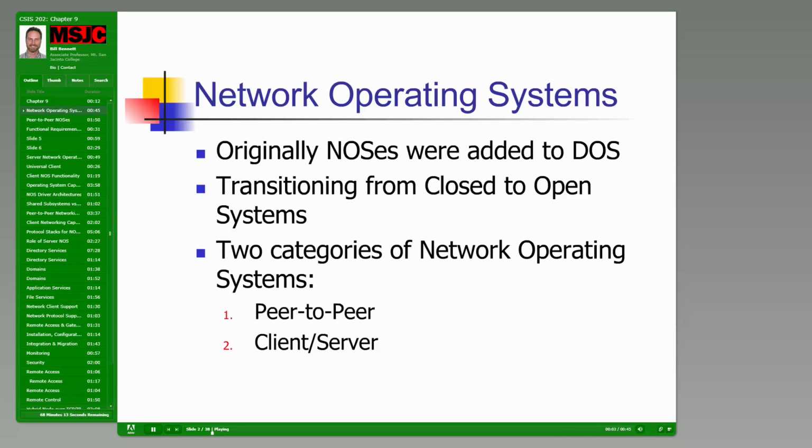In the early days of networking, the Network Operating System, or NOS, was an add-on component to existing computer operating systems. Most of the early network operating systems were proprietary, which limited their ability to communicate with computers that were using network operating systems from other manufacturers. These days, network operating systems are much more open and support the idea of universal clients, which can communicate with other clients and servers regardless of the NOS that they are using.